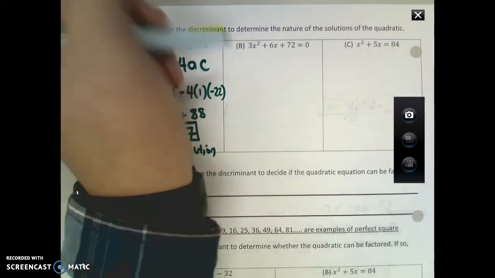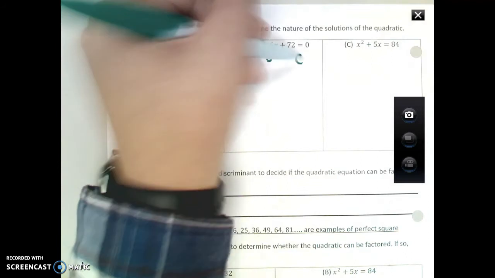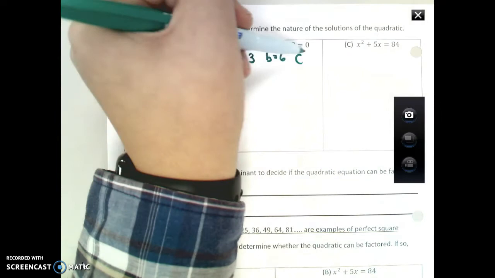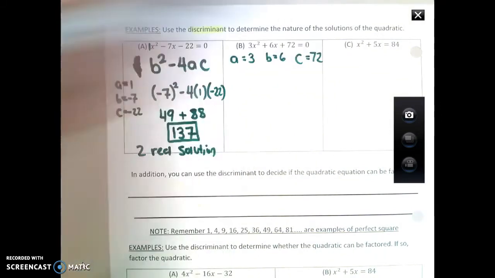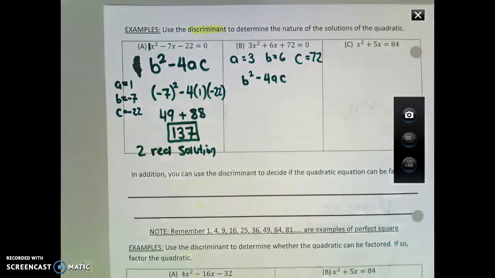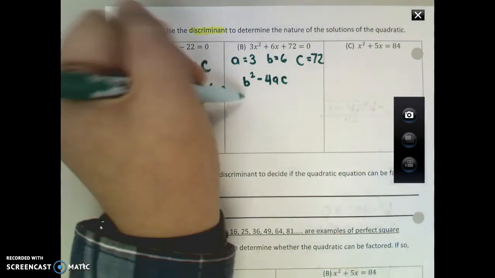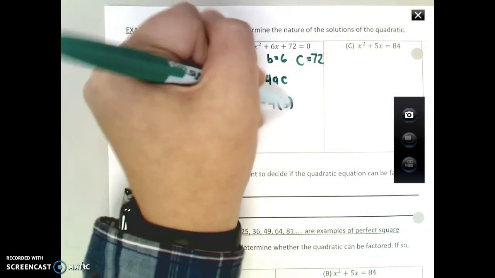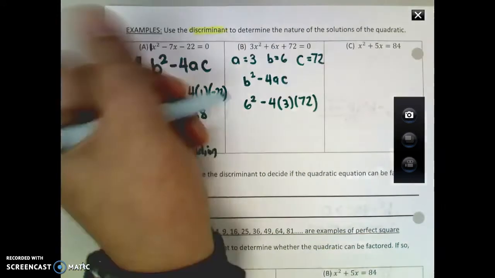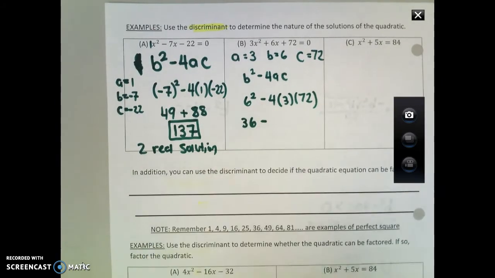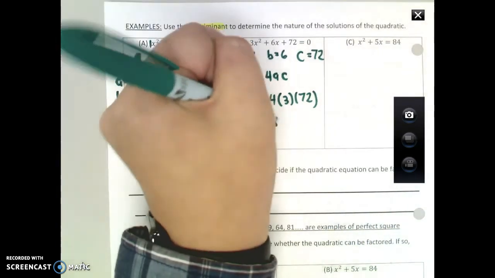In the second example, we have our a, our b, and our c that we need to figure out. a would be 3, b is going to be 6, and c is going to be 72. Once again, let's plug that into b squared minus 4ac and see what we get. So b squared is going to be 6 squared, minus 4 times a is 3, c is 72. 6 squared is going to give me 36, and there's only one negative sign here, so that negative will just stay there. 4 times 3 times 72, I end up with a value of 864.